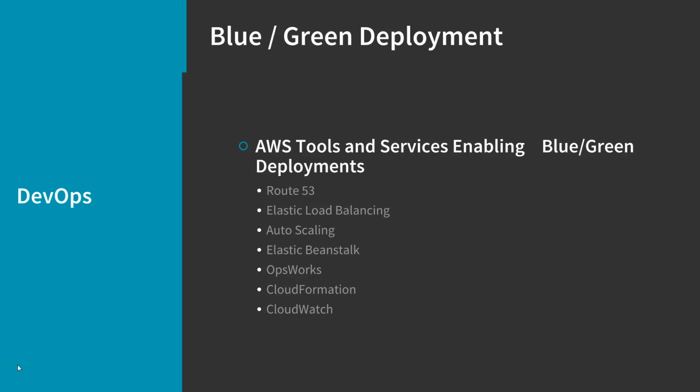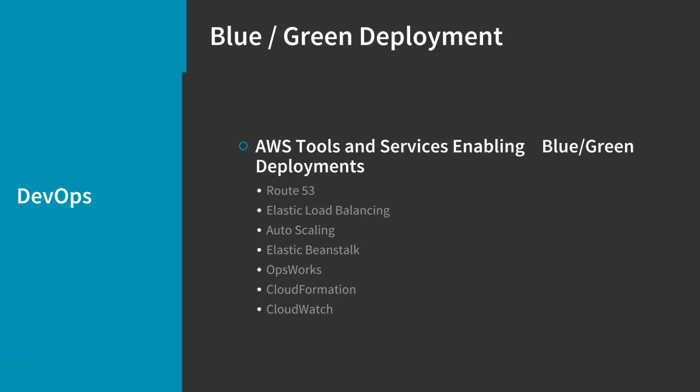AWS OpsWorks is a configuration management service based on Chef that allows customers to deploy and manage application stacks on AWS. Customers can specify resource and application configuration and deploy and monitor running resources. OpsWorks simplifies cloning entire stacks when you're preparing blue-green environments.